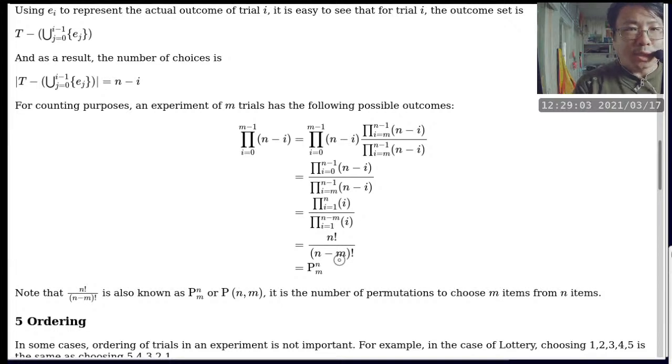Nope, there's no division by 0. There's no division by 0, because I'm not dividing by 0, I'm dividing by 0 factorial. And 0 factorial is by definition 1.